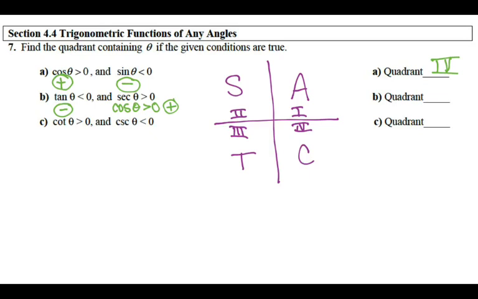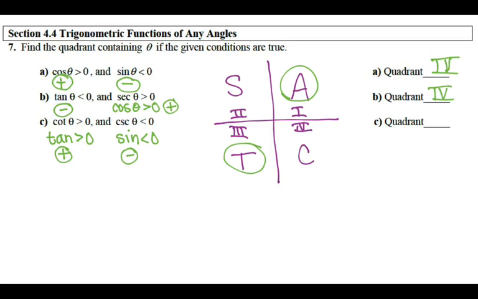All right, so this is also quadrant 4. And then for the last one, I'm going to rewrite this in terms of my original 3 trig functions, sine, cosine, or tangent. So cotangent's the reciprocal of tangent. Cosecant is the reciprocal of sine. So I want tangent to be positive and sine to be negative. Tangent is positive in these two quadrants, and sine is going to be negative in the third quadrant because sine is positive in the first quadrant because everything's positive in the first quadrant. So my answer for letter C is going to be quadrant 3.